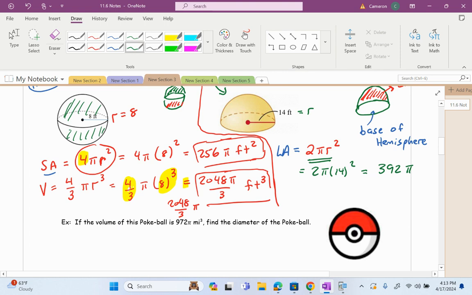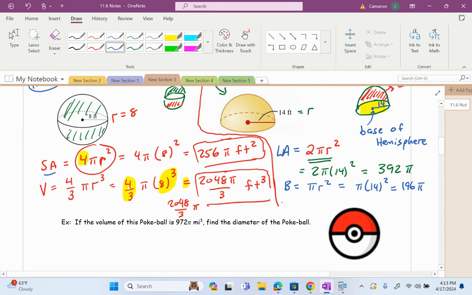That's the lateral area. And then we've got the circle on the bottom, which has a radius of 14. So the base area is pi r squared. It's a circle. Pi times 14 squared would be 196 pi.